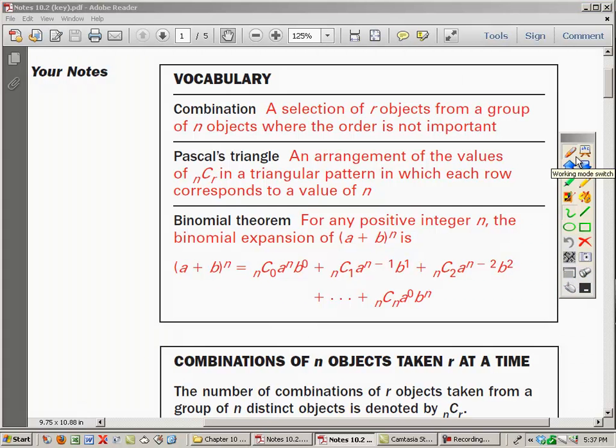All right? The big thing is just make sure that you understand a combination is a selection of r objects from a group of n of them where the order is not important. I'll show you the combinations notation here shortly, okay?